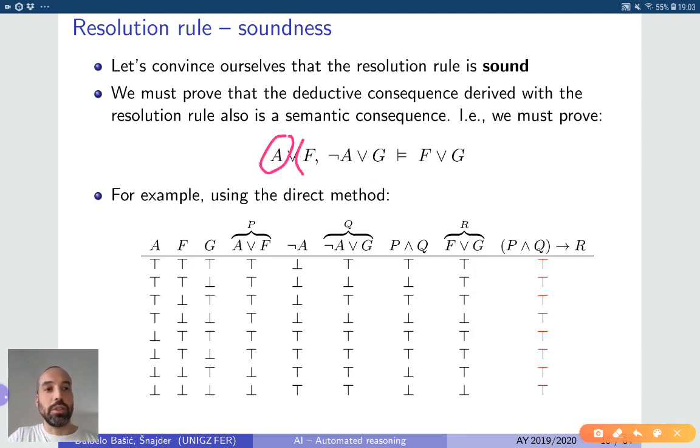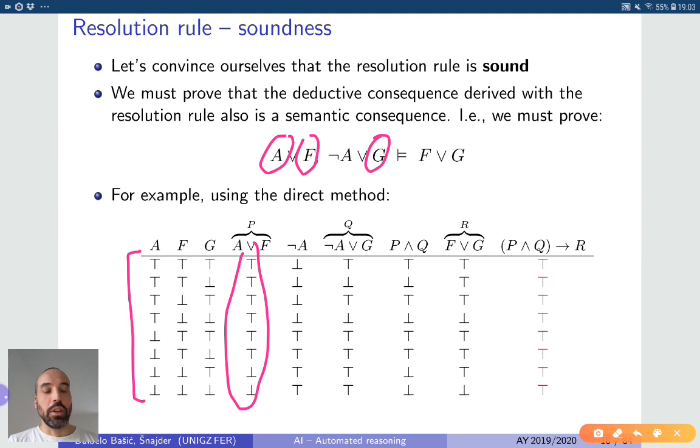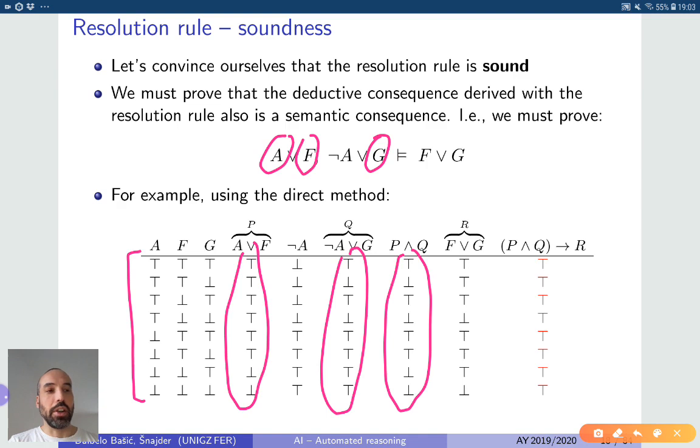We have 1, 2, 3 variables in play here, so it's going to be 8 interpretations. Here I have the 8 interpretations, and what I do next is I construct the truth values across these 8 interpretations for both premises, and then I combine the two premises here. I also compute the truth values for the deductive consequence here and construct the implication, right?